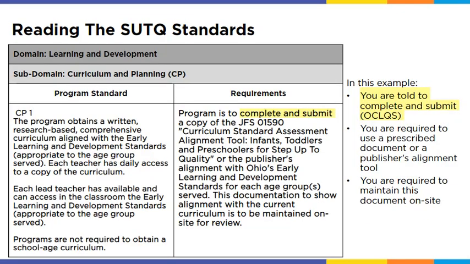Let's look at one more example. In this program standard example from the domain, Learning and Development, and subdomain, Curriculum and Planning, you are told to complete and submit JFS 1590. When the requirement states that an item needs submitting, you will submit on OCLQS upon registration for your STAR. Because JFS 1590 and the publisher's tool are listed, you are required to use one or the other. If it was a sample form, it would say sample before the JFS form number. The last item in the requirement states that the submitted alignment will be maintained on site for review.